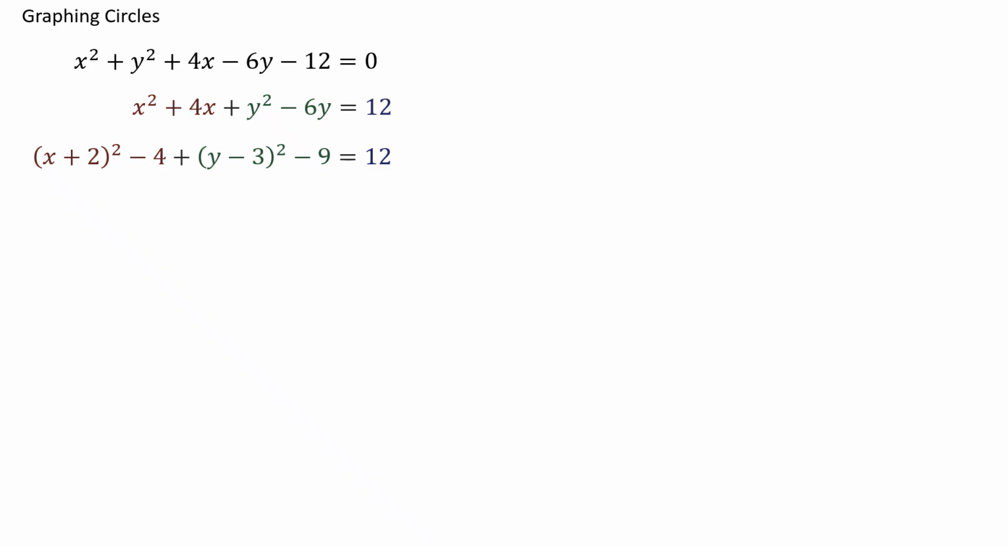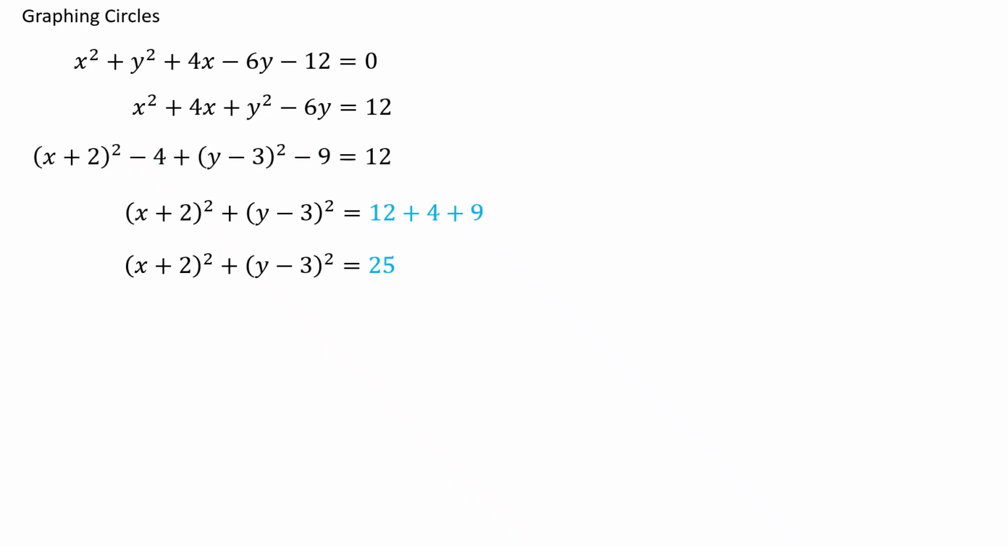Continuing with graphing the circle. Next, what you want to do is take all your constant terms and put them on the right. The 12's already on the right, so take the -4 and the -9 and bring them to the other side as +4 and +9. Then, combining like terms completes the algebra process needed to graph this circle.